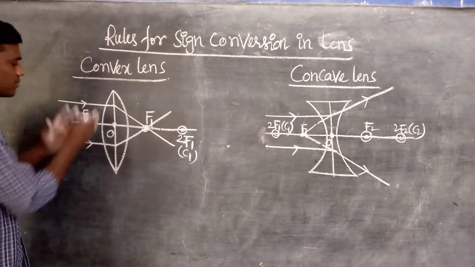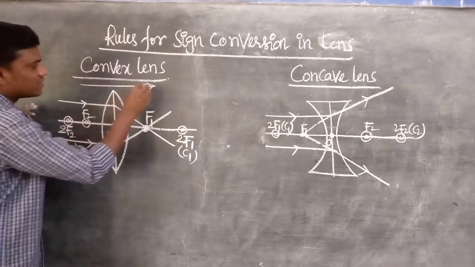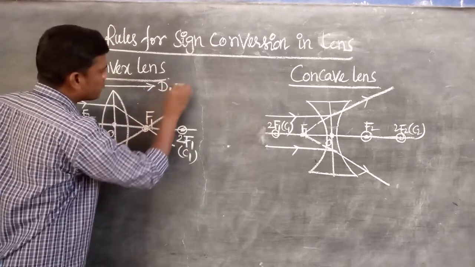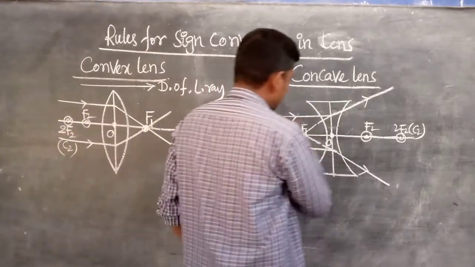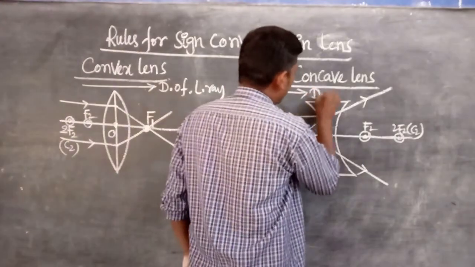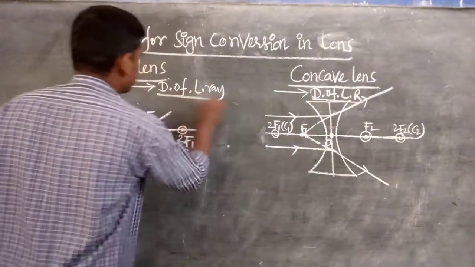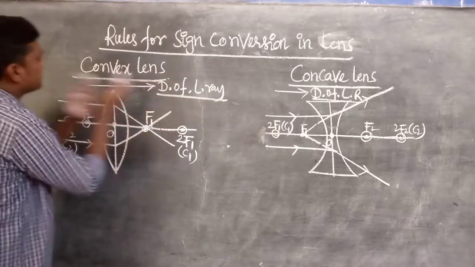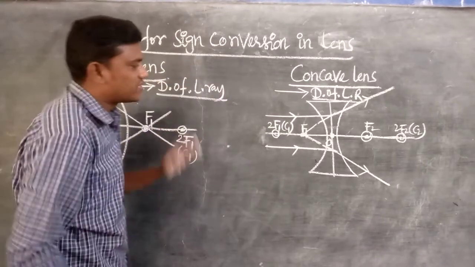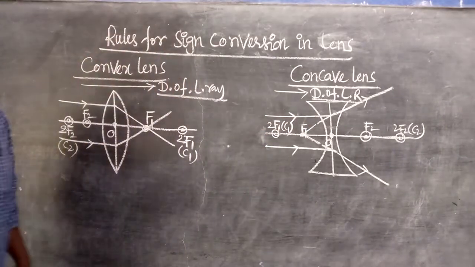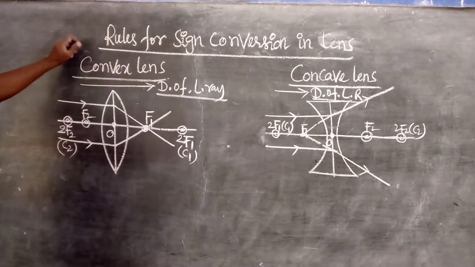Now, in this diagram, in which direction does the light ray travel? This is the direction of the light ray, that we know. Here also, this is the direction of the light ray. So the direction of the light ray is from left to right, which means the object is on this side, and the rays are coming from the object, for both convex and concave lenses. Now observe very clearly.